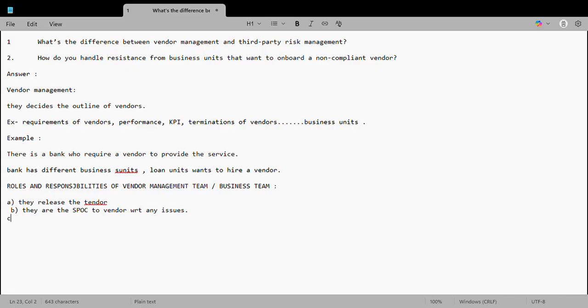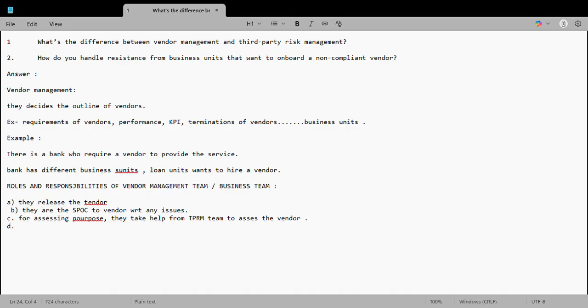Third, for assessing purposes they take help from the TPRM team to assess the vendor. That means the TPRM team is a different team actually, and the business and vendor management team is taking help from the TPRM team to assess the vendor. Assess means to just check the security posture of the vendor.